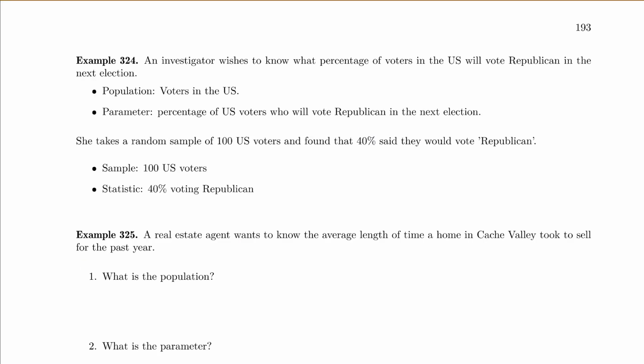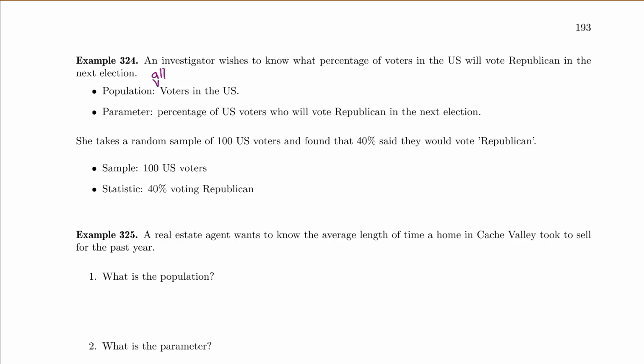In class, we will go over these different examples. I'll do the first one, and then in class we'll do the ones where we actually need to fill things in. Example 324: an investigator wishes to know what percentage of voters in the US will vote Republican in the next election. The population would be all the voters in the US. It's not always written into every problem, especially when someone else writes it, but that's what we're interested in. The parameter, the thing we want to calculate, is what percentage of US voters will vote Republican in the next election.